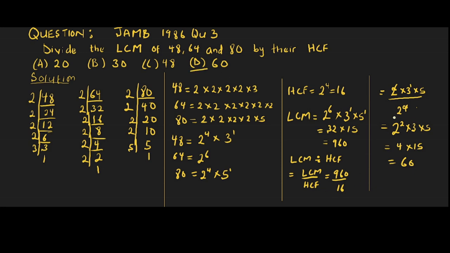Now all I've just done is make use of the factors of 960 that we have here, so that I would be able to work through without making use of a calculator. Or we can divide 960 by 16, which is going to give us 60. So the correct option here is option D.